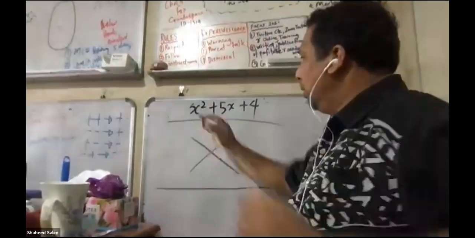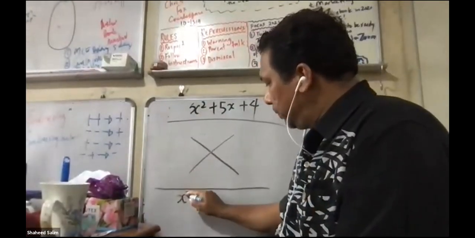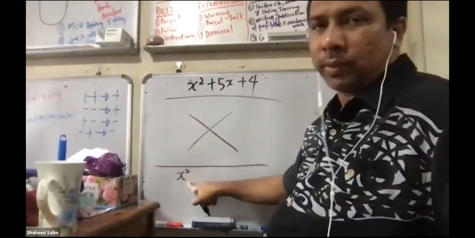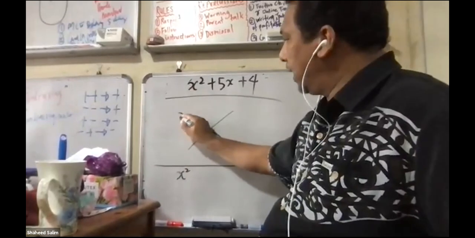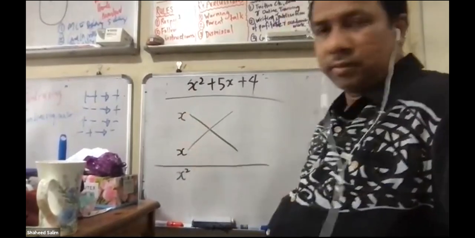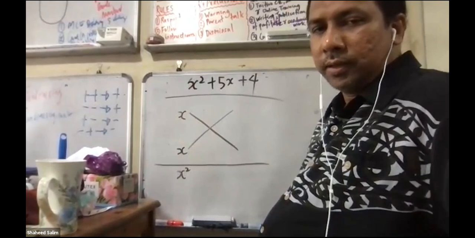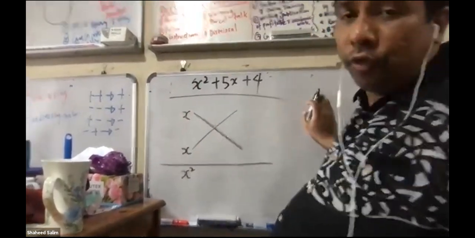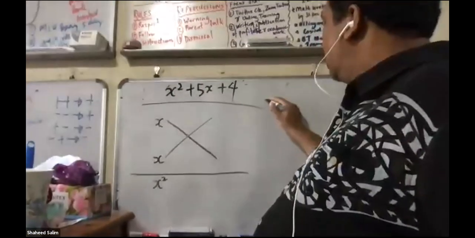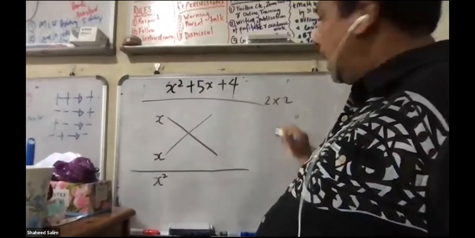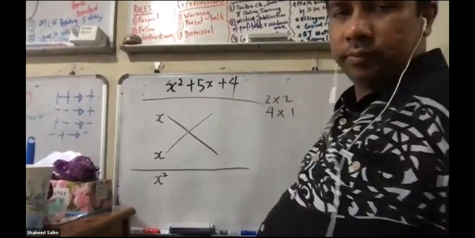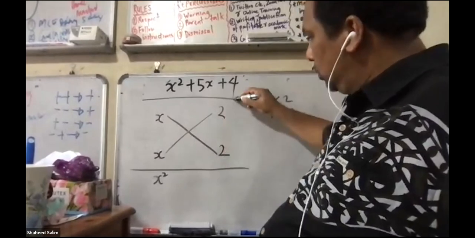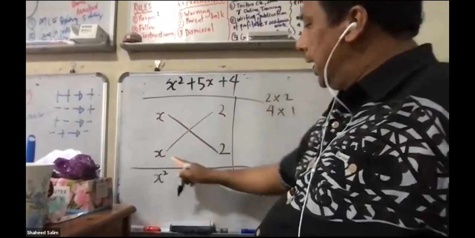Okay, down here now, we write x squared down here. So we ask ourselves, what times what equals to x squared? So it's x times x equals to x squared. Okay, and then what times what equals to 4? Now there's a few possibilities. One is 2 times 2. The other one is 4 times 1. So let's try 2 times 2 first. Okay, I draw another line here.